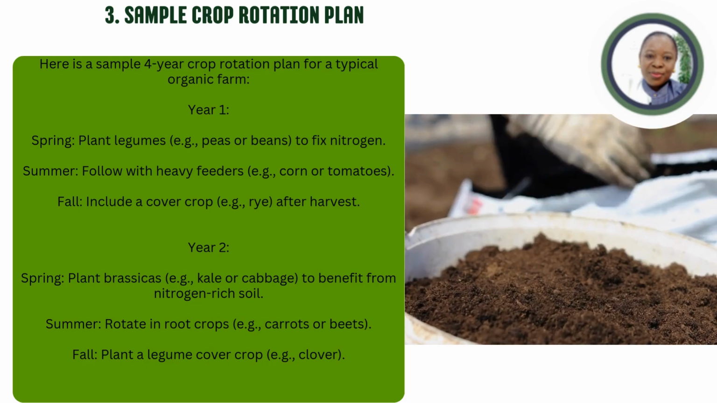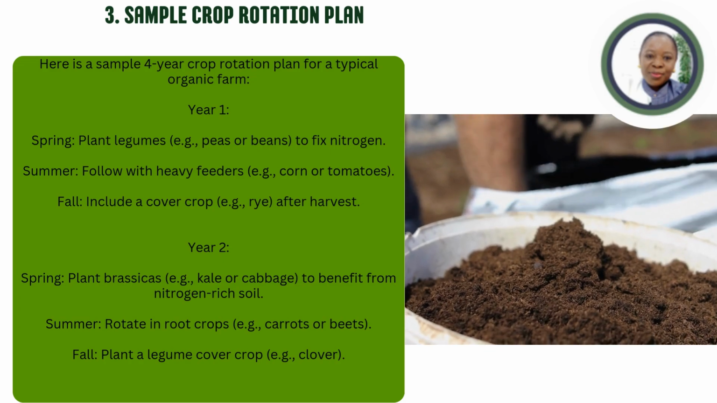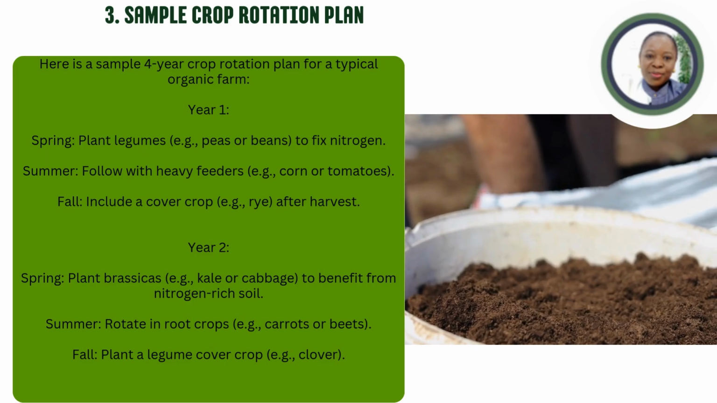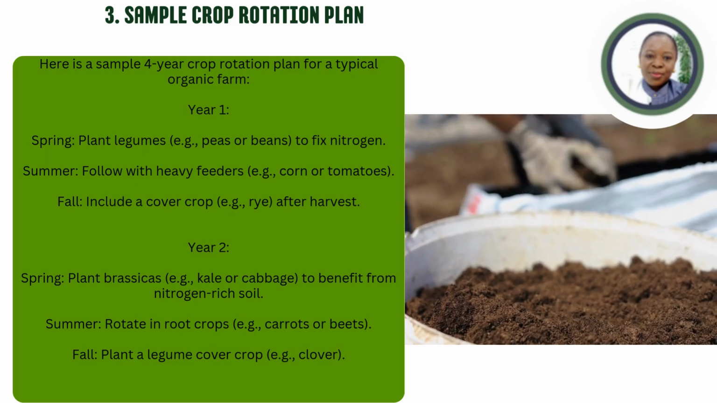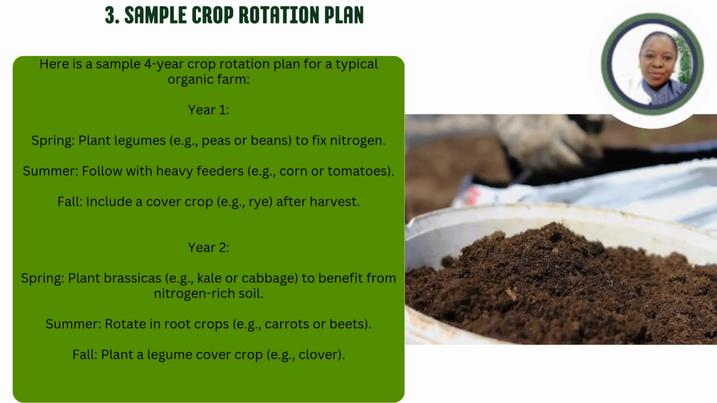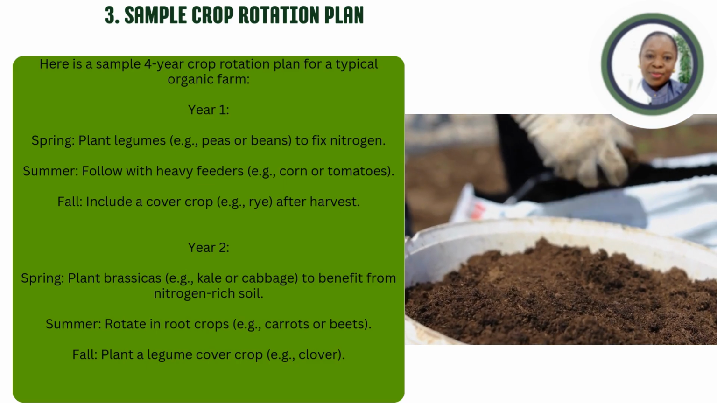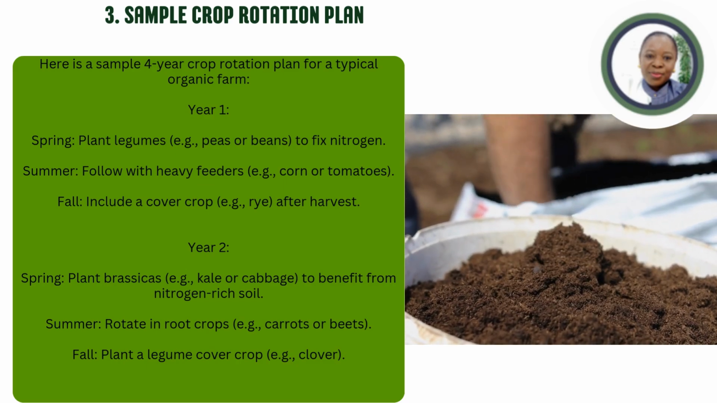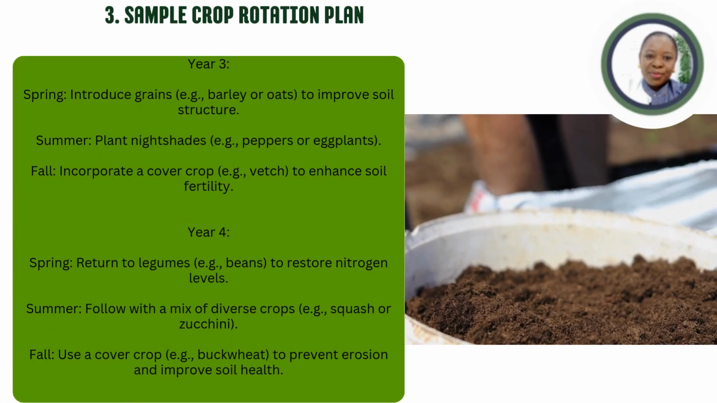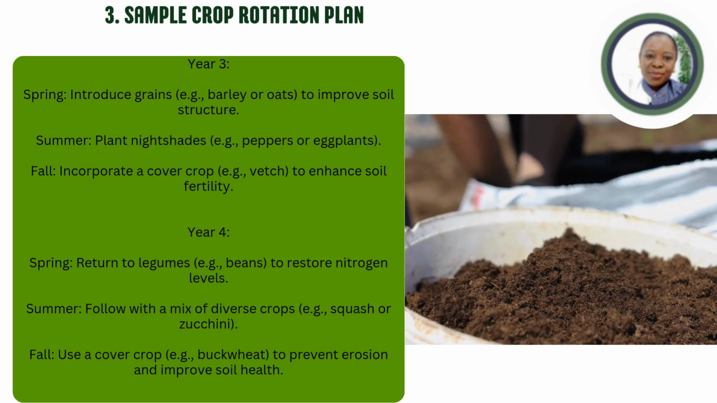The second year, spring, plant brassicas such as kale or cabbage to benefit from the nitrogen-rich soil. In summer, rotate in root crops such as carrots or beets, and in fall, plant a legume cover crop such as clover. Year 3. In spring, introduce grains such as barley or oats to improve soil structure.